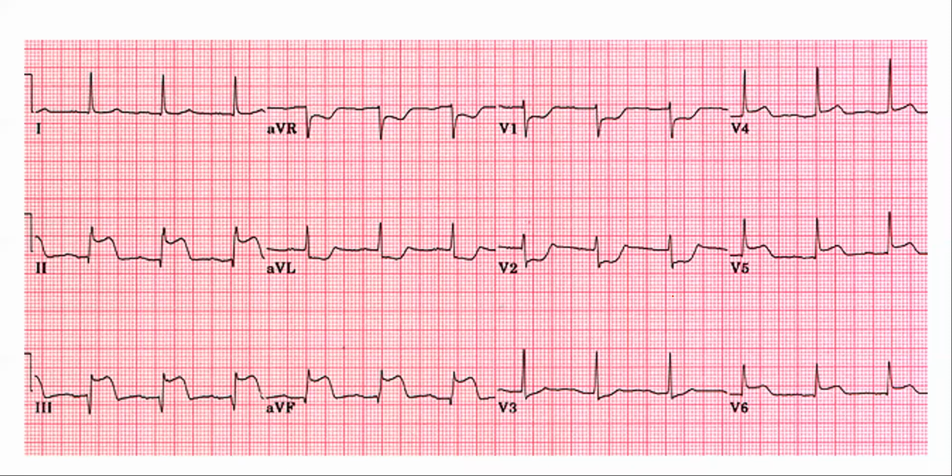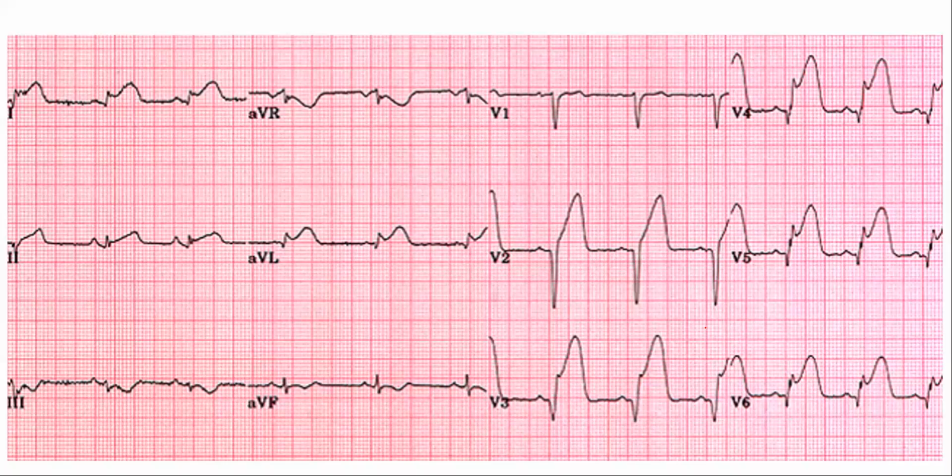Have a look at the ECG first, how the ECG actually should look. So let's have a look at this one.